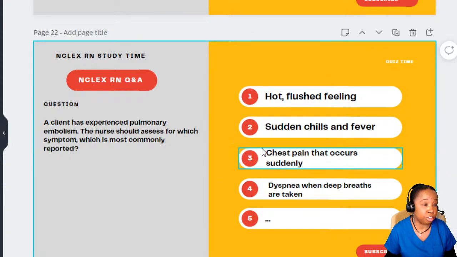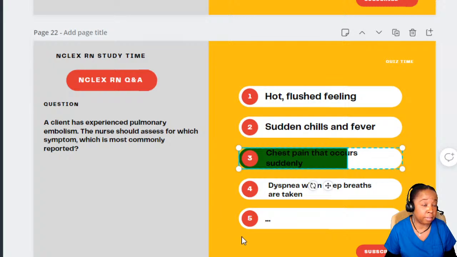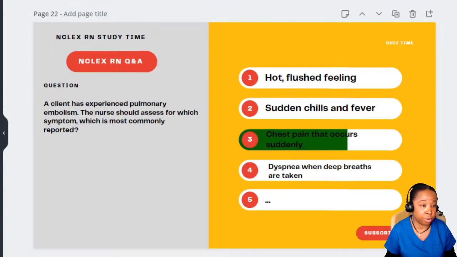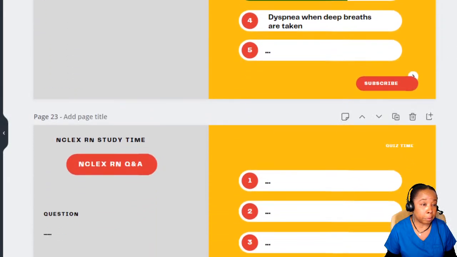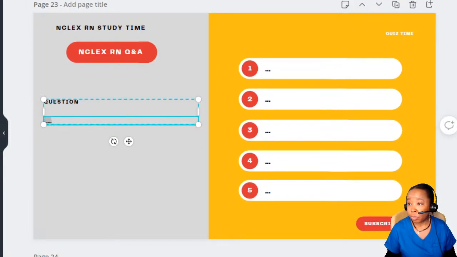That means acute chest pain. You can say that too. Acute chest pain. That means it just happened. It's not chronic, it's acute. We go on to the next question.